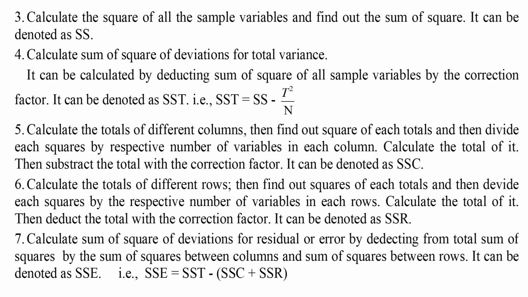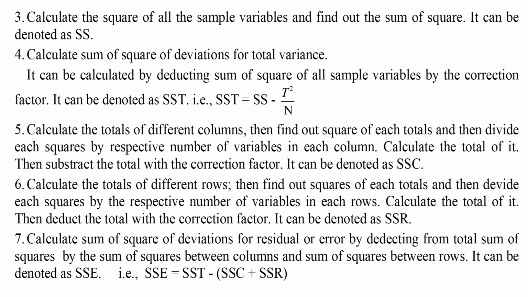6. Calculate the totals of different rows, then find out the squares of each total and then divide each square by the respective number of variables in each row. Calculate the total of it. Then deduct the correction factor from the total. It can be denoted as SSR.